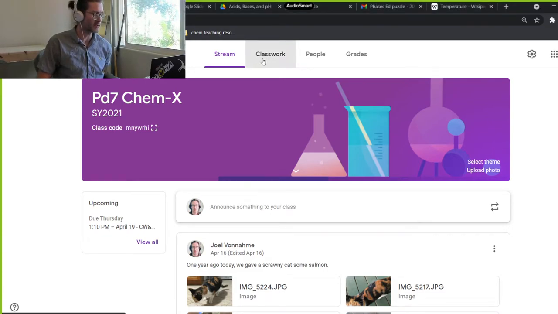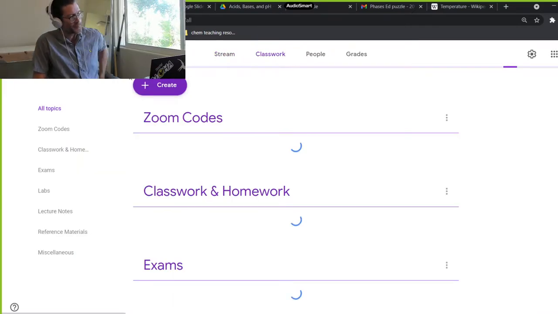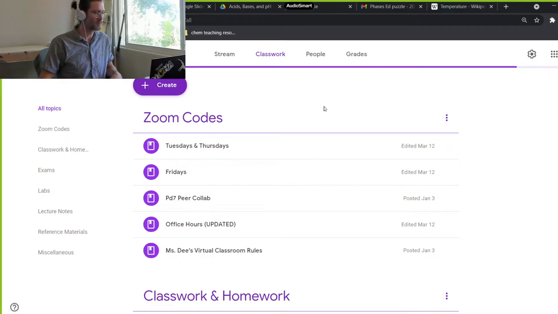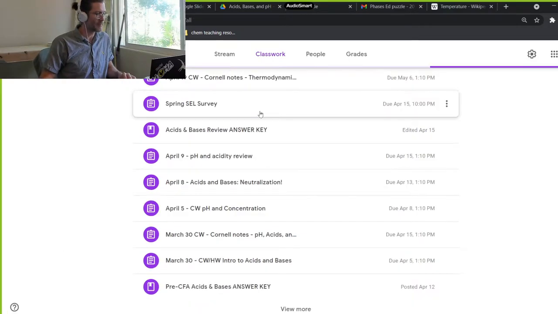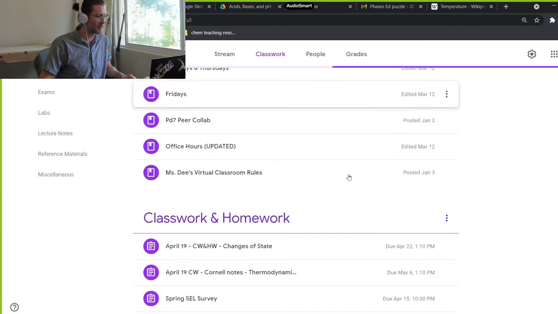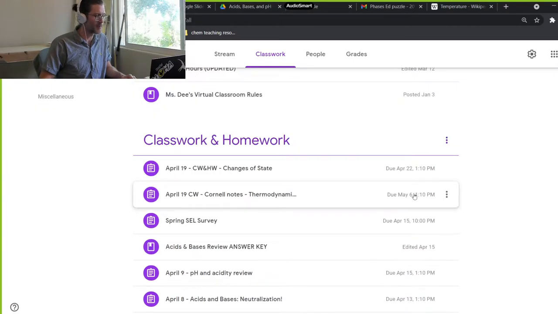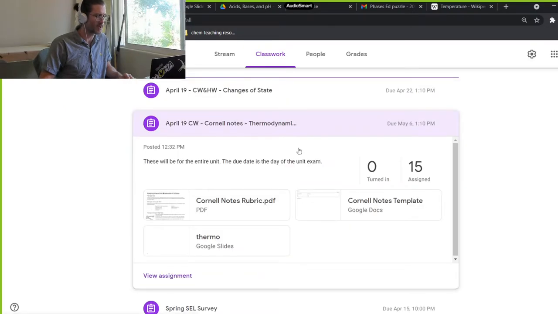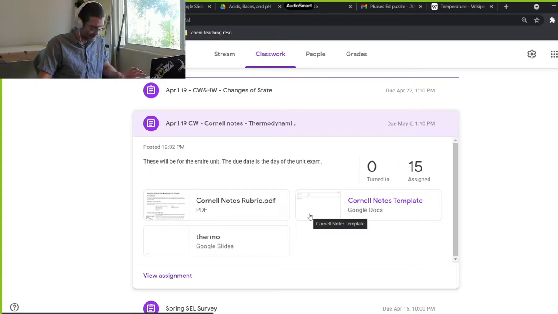And let's look at the classwork. All right, so there is a new Cornell Notes assignment because we're in a new unit and I wanted to keep going with Cornell Notes. I kind of like it.